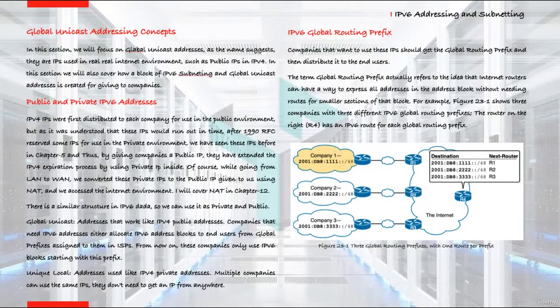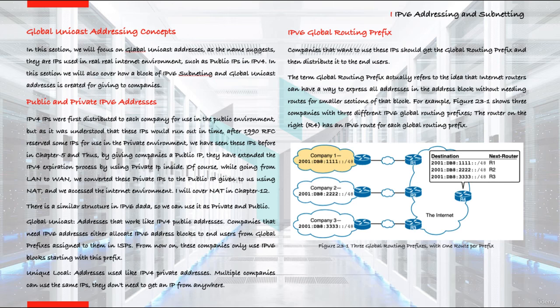Now let's first look at the global unicast address concept. We will focus on global unicast addresses in this section. As the name suggests, we call the IPs used in the real internet environment, such as the public IPs in IP version 4, global unicast addresses. In this section we will also examine how a block of IP version 6 subnetting and global unicast addresses is created to be given to companies.